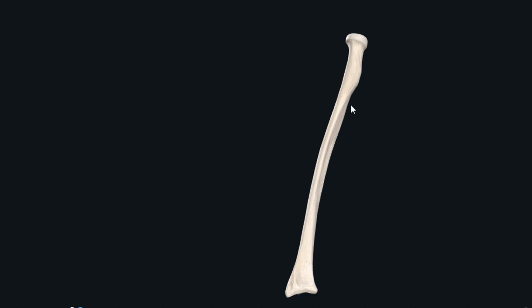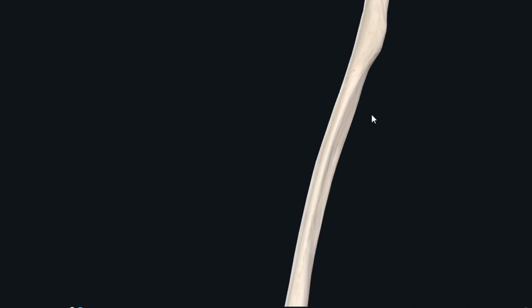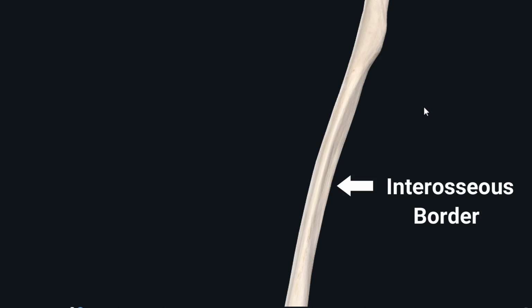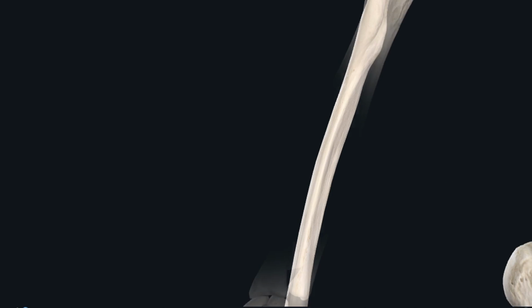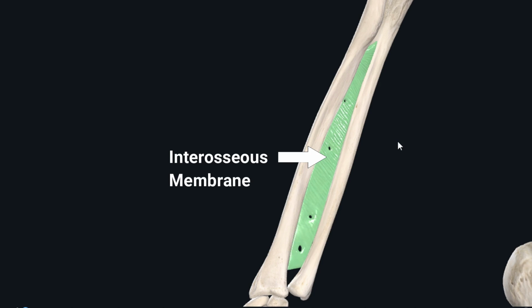The body or shaft of the radius is this elongated mid portion. The medial border of the shaft forms this sharp crest known as the interosseous border. The interosseous border serves as the attachment area for the interosseous membrane that binds together the radius and the ulna.